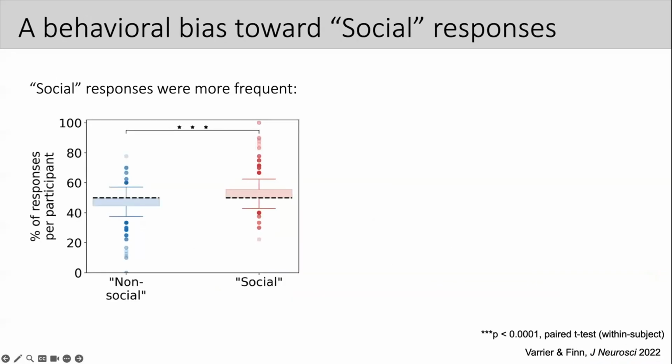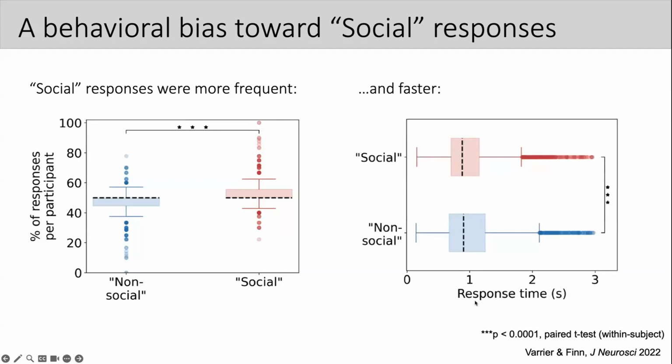So just a little bit of analysis of the behavioral data before we get into the neuroimaging results. We found that there was a slight but pretty convincing behavioral bias towards social responses. These were intended to be balanced 5 and 5, but there was a slight tendency for people to declare things social more than non-social. And social responses were also slightly faster than non-social responses.